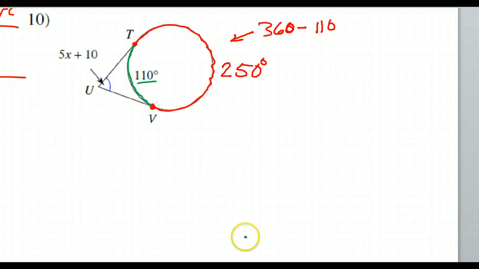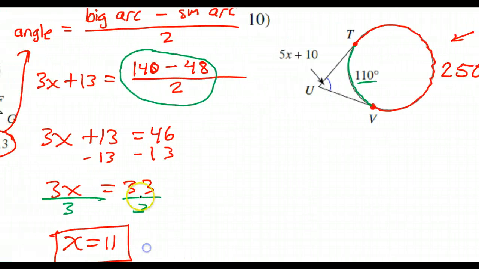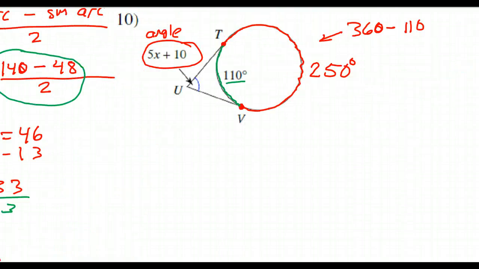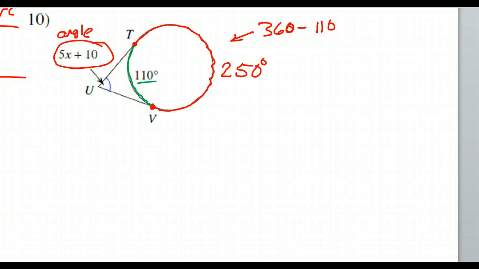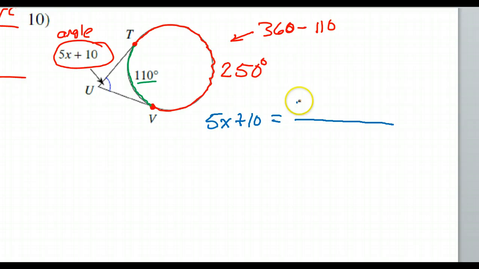Alright, now we're set up to do the formula. Again, we are doing the angle equals big arc minus small arc divided by 2. And again, this is the angle. So just make sure you put that first in this position. So angle equals. Now, for some reason, I just feel like changing color. So the angle is 5x plus 10. So we're going to start off 5x plus 10, angle equals, and then we'll have big arc minus small arc. So 250 minus 110 divided by 2.